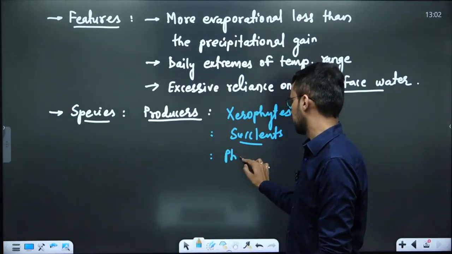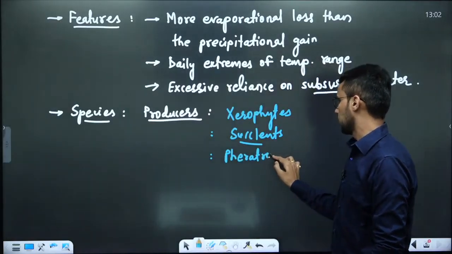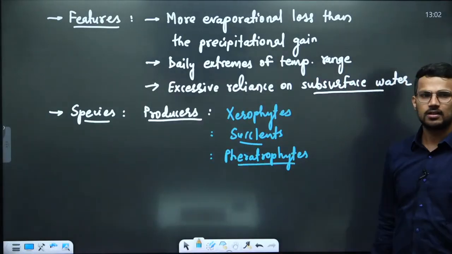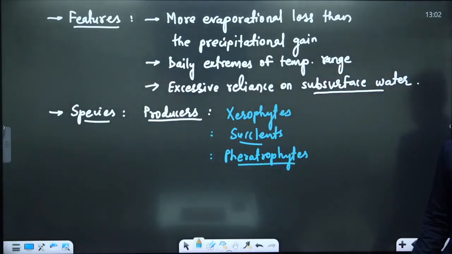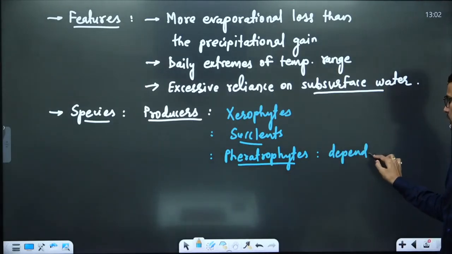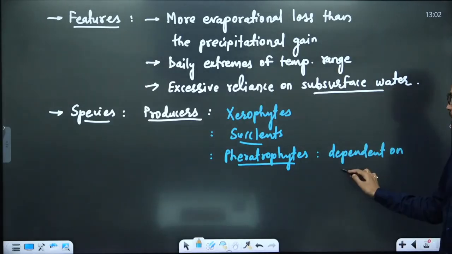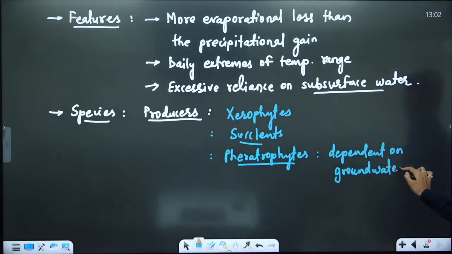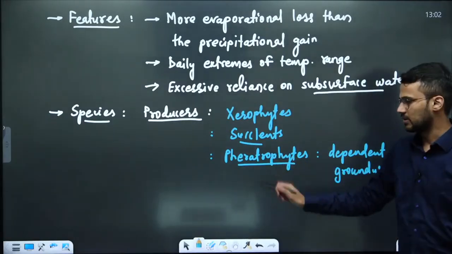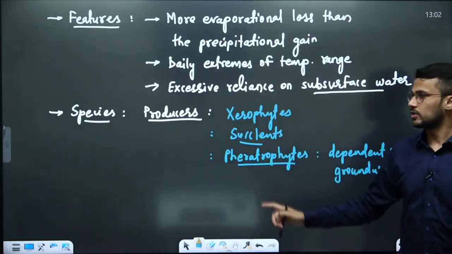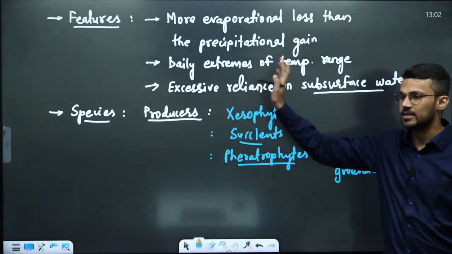Perathrophytes. The plants are perathrophytes. Why? Because they are dependent on groundwater. For their growth, they are dependent on groundwater. Perathrophytes. Okay. These are the types of producers which we will be able to see in desert area.